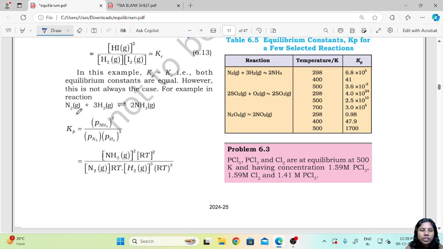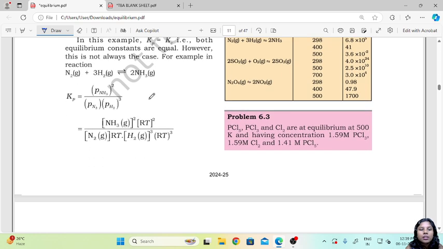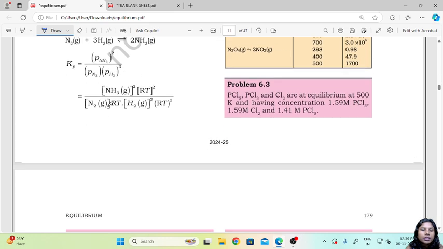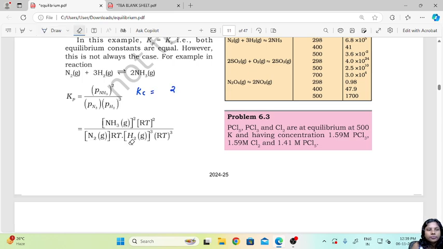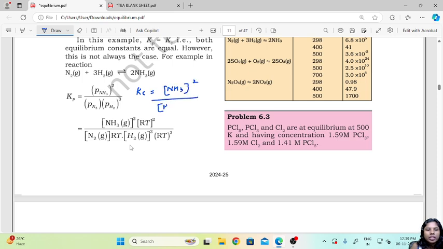For example, in a reaction of N2 plus hydrogen giving us ammonia, we again write the equation, that is (PNH3) raised to 2 upon PN2 into (PH2) the whole raised to 3. In the same way, now we substitute this. So on substitution, if we have to write a Kc equation of this for better understanding, we'll write the NH3 concentration raised to square upon H2 raised to 3 into N2.